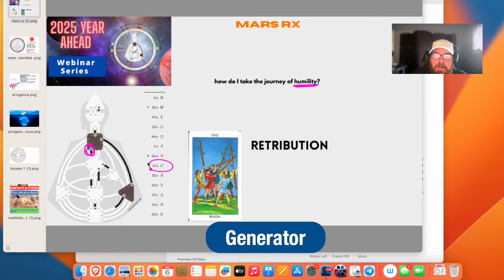Mars, for the generators and for all the other types, is saying this is what needs to be transmuted on the planet right now, following these false leaders. So who's this false leader in your life? It's time to stand up to them now.